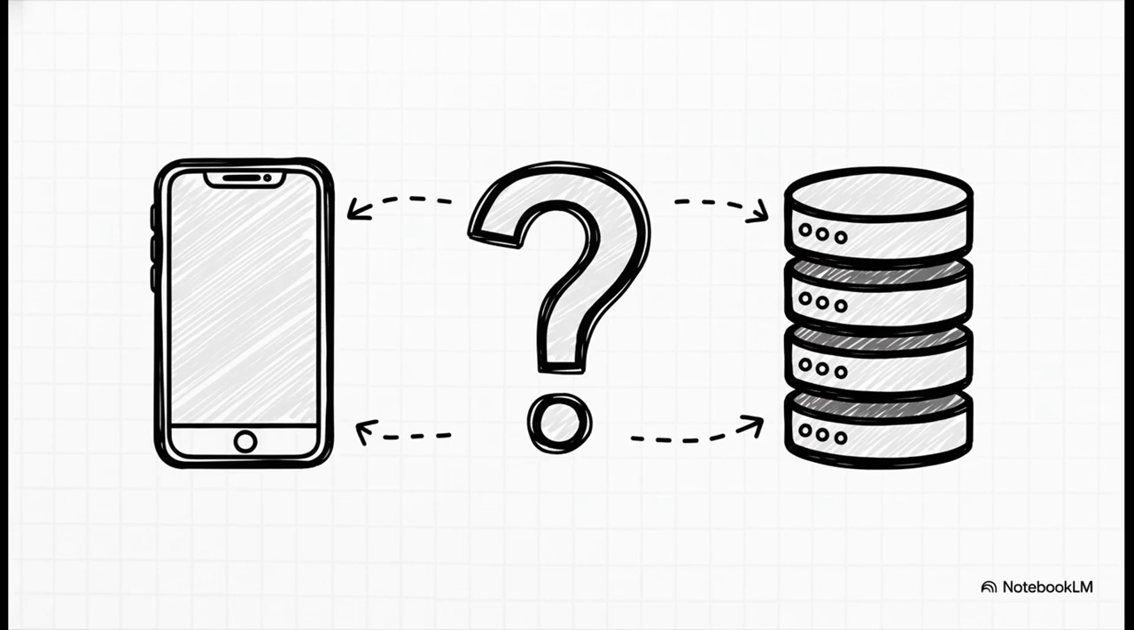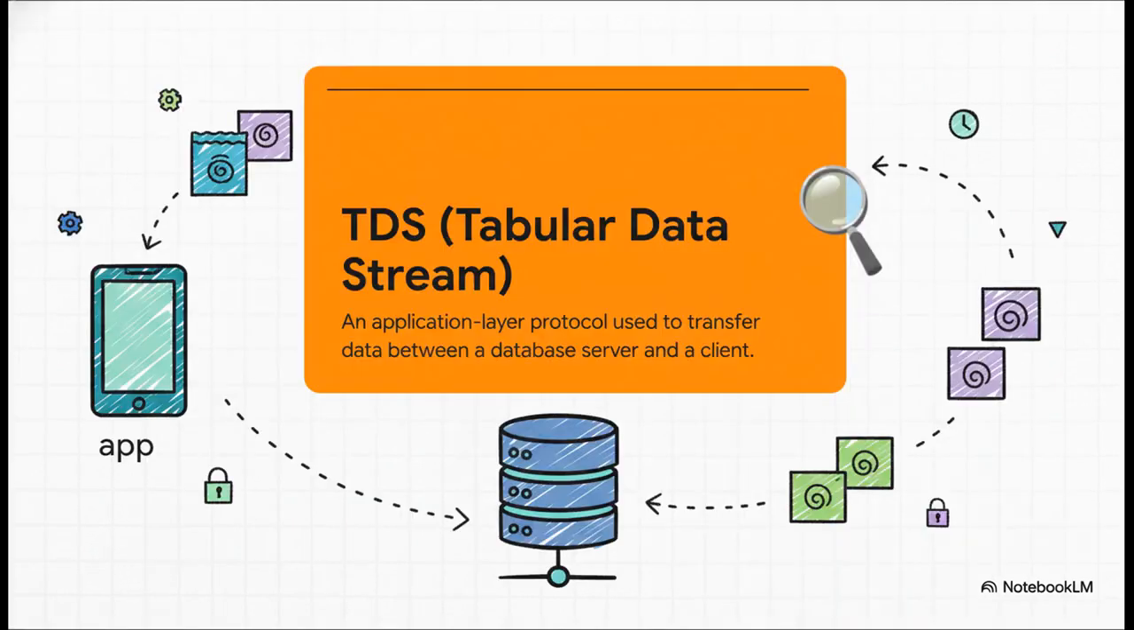Okay, so we get it. The database is built for speed. But there's a piece missing here. How does your phone app or a website actually send its request to that database and get a reply back in what feels like no time at all? The secret here is a protocol called TDS, or Tabular Data Stream.